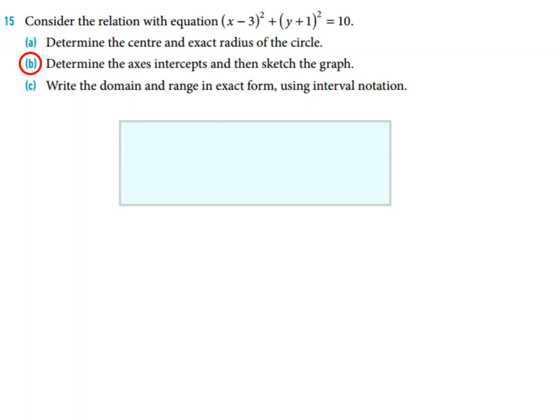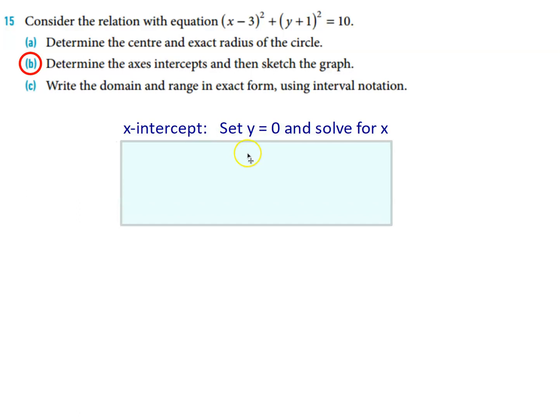Consider the relation with the equation (x take 3) all squared plus (y plus 1) all squared equals 10. So that's going to be a circle. Determine the axes intercepts and then sketch the graph. For this one, all I'm going to do is remind you of how we find where it crosses the x and y axes. So stop the video, get an idea in your mind as to what you think the first step has to be, not the mathematics, but just in words, what you have to do first. And then check to see if you agree with what I've written down here.